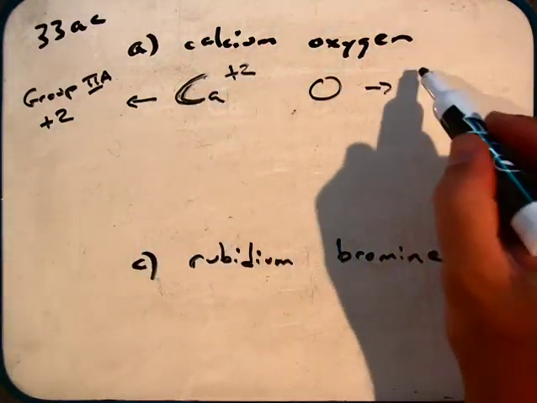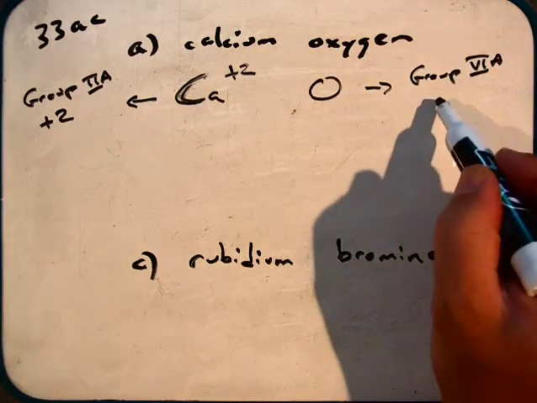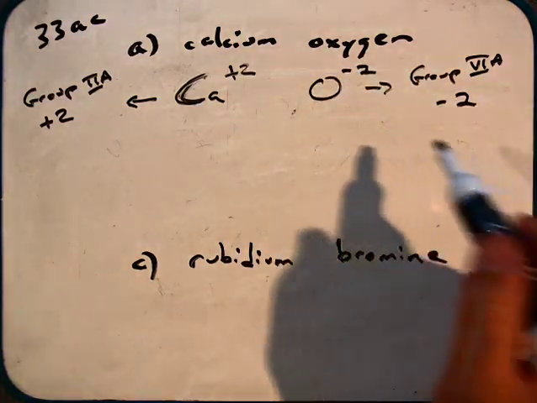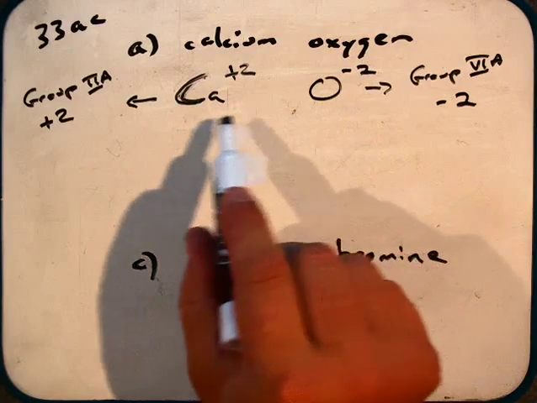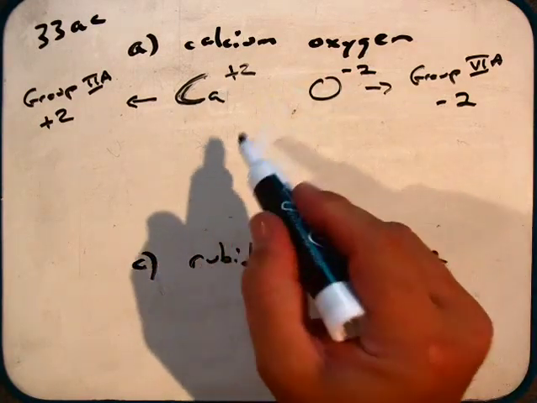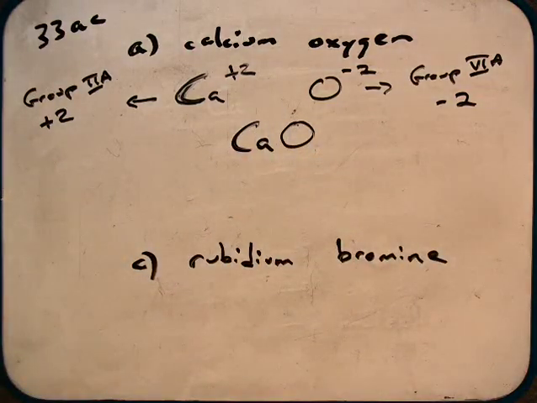If we look at oxygen, it is part of group 6A. And these guys always like to have a -2 charge. And so if we put these two elements together, the calcium +2, the oxygen -2, the charges cancel out. And so that is the ratio of one element to the other, 1 calcium to 1 oxygen, as a result of the charge canceling out to give us this neutral calcium oxide.